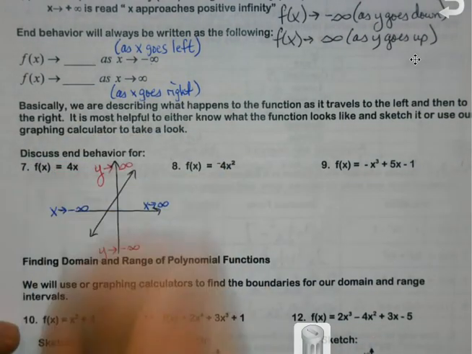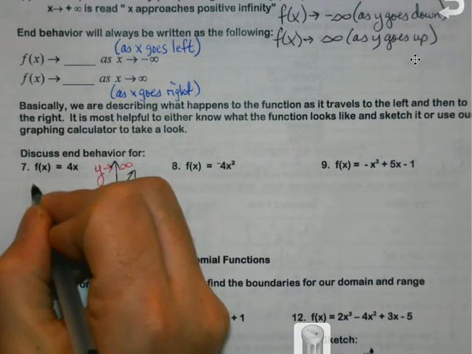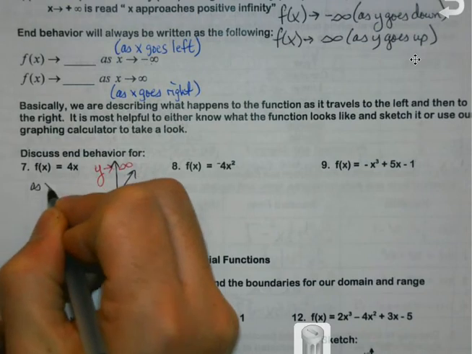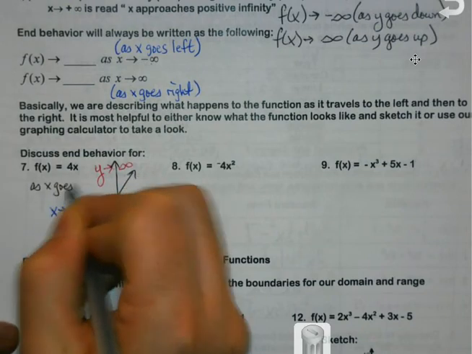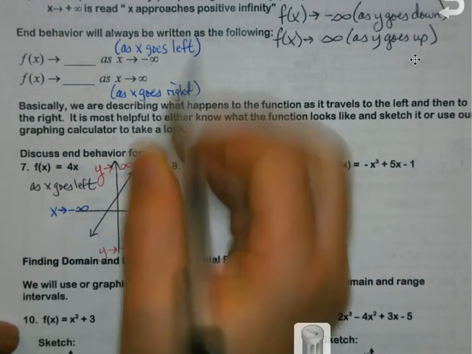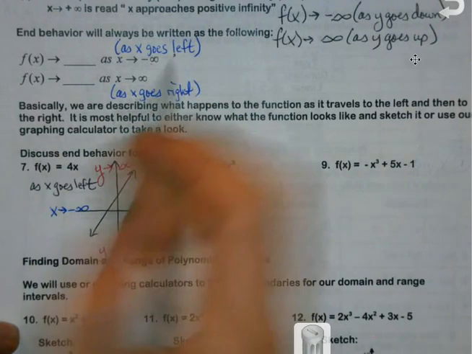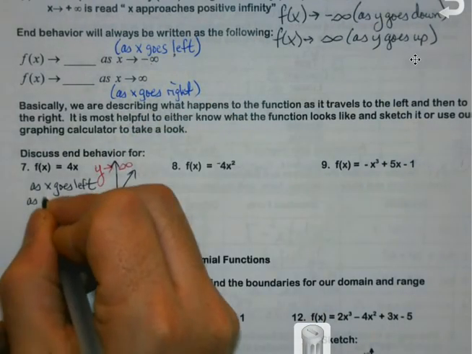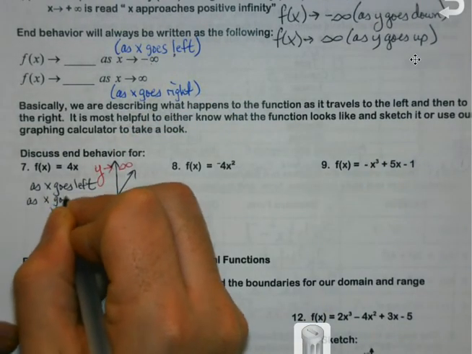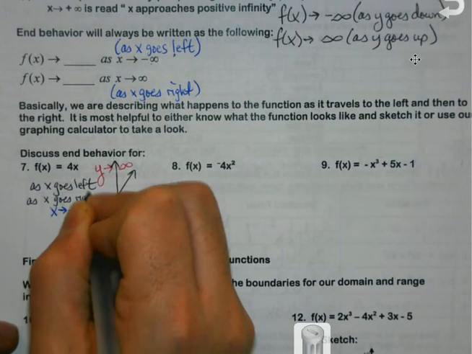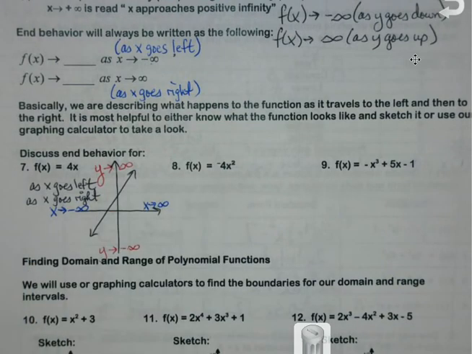I'm going to finish the end of my sentence first. So I'm going to write as x goes left, just like this first one was here. And right below it, I'm going to have as x goes right. Now just stay with me for a second. I've got to finish the first part of the sentence on each one. And then we're going to turn it into math lingo.